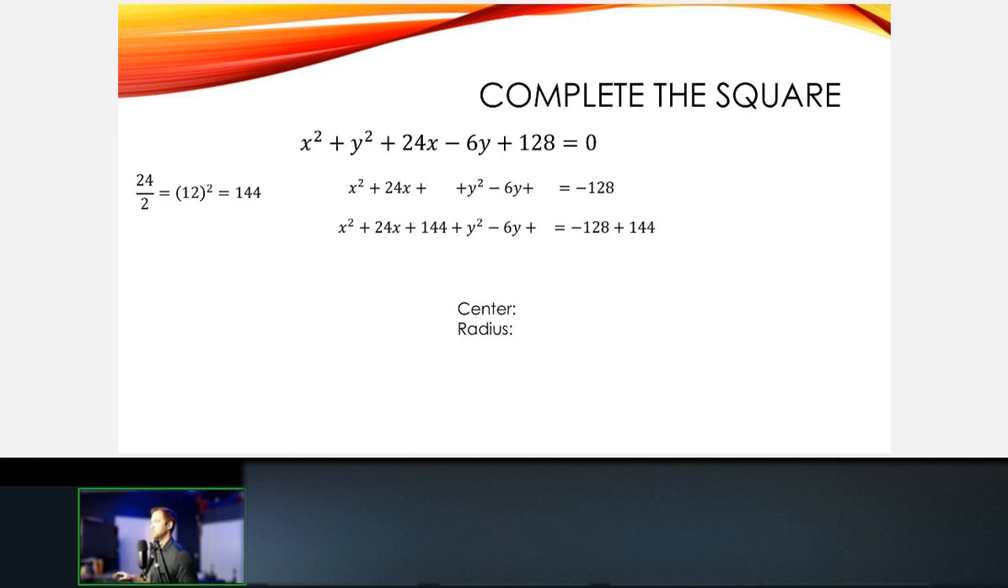And then we do it again for the y. We take that -6 and we divide by 2. And then we take that -3 and we square it, and we get +9. And so that number goes here. And if you add 9 to one side, you must add 9 to the other.